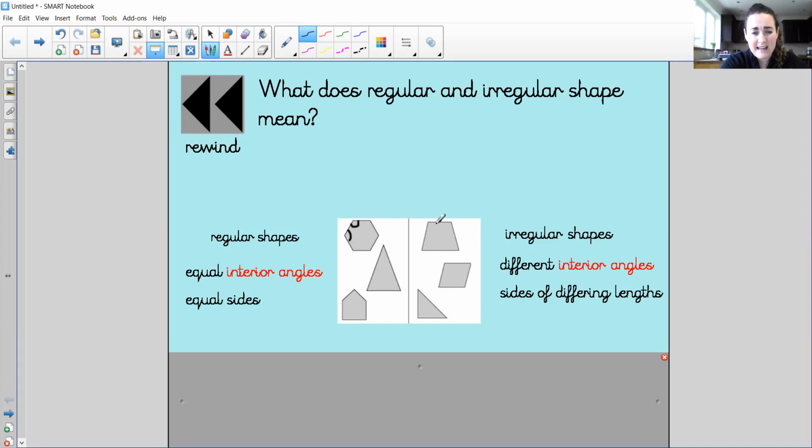So here you can see that actually not all of these are different to each other. These two are the same as each other, but they're not all the same. With these shapes, the sides are all the same, equal sides, whereas these are differing lengths. All of them are differing lengths, making interior angles different as well.